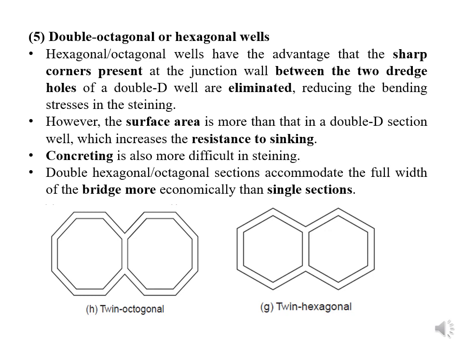Double hexagonal or octagonal sections accommodate the full width of the bridge more economically than a single section. Why and how? Because you are going to have more space, right? Compared to the other well foundations, other meaning double rectangulars, double D wells, right? Here we can have more space for the construction of piers or the accommodation of more width of the roads or the railway, right? So that benefit is there in this case.